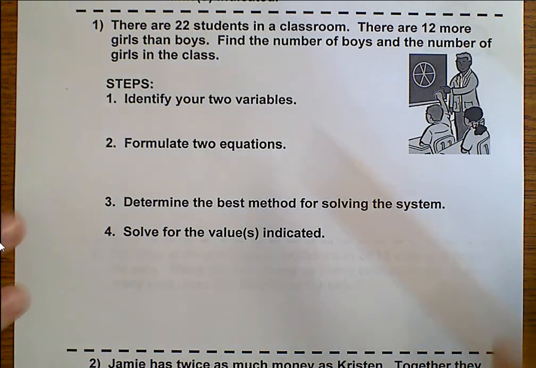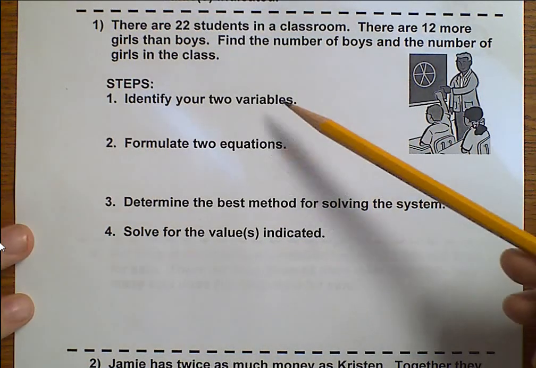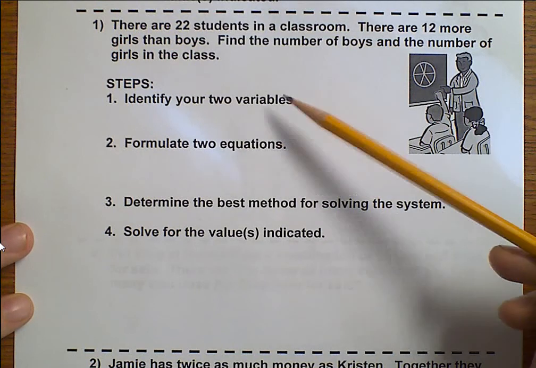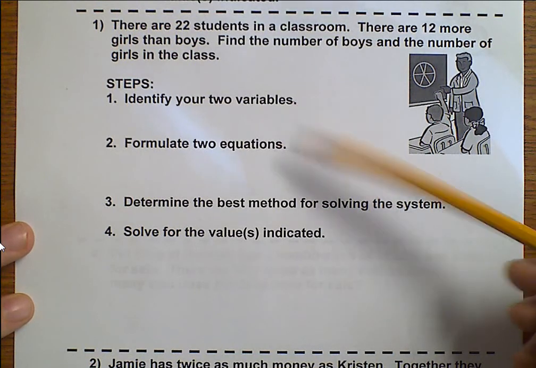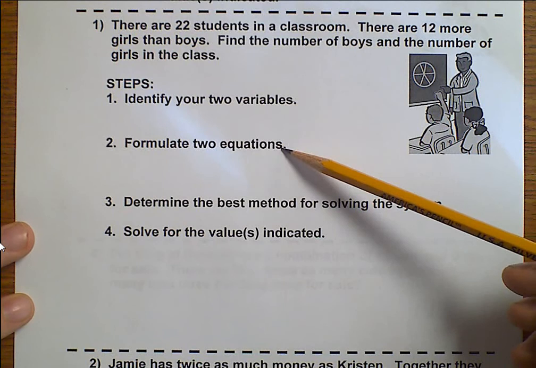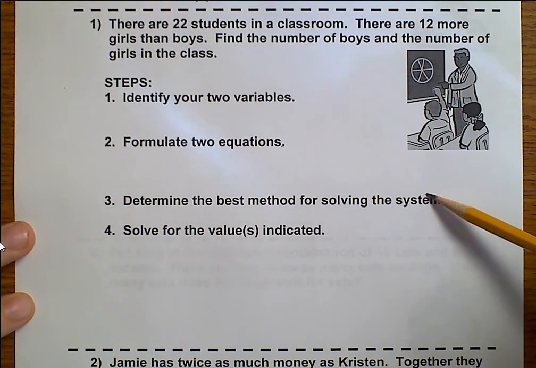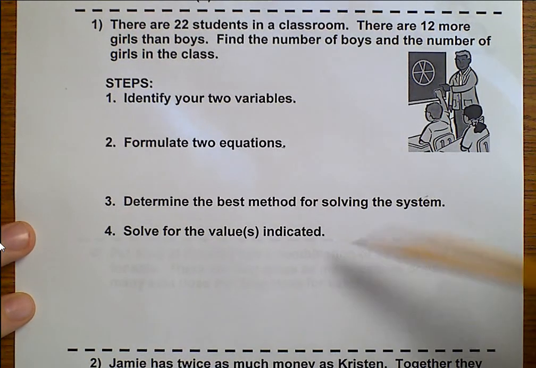So as we read the word problems, we're going to need to do these 4 steps. The first thing is identify the two variables, then come up with our two equations, determine which method we want to solve the equation, and then solve for it.